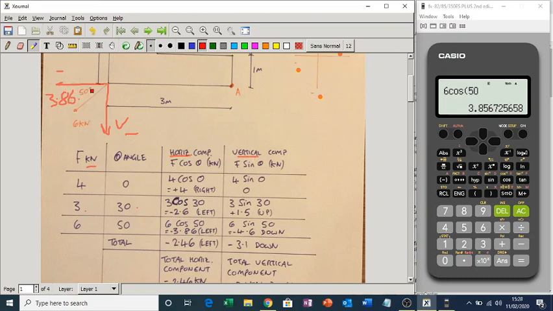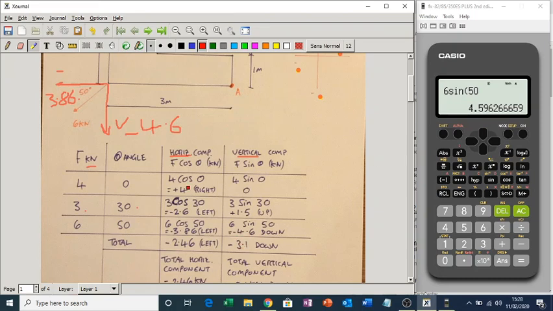And then the vertical one's coming down, so I'll get a negative number again. And we're going to do F sine theta, where F is 6 and theta is 50. So 6 sine 50 is 4.59, 4.6. It's coming down, that's why I've got a negative number there. Direction 4.6.